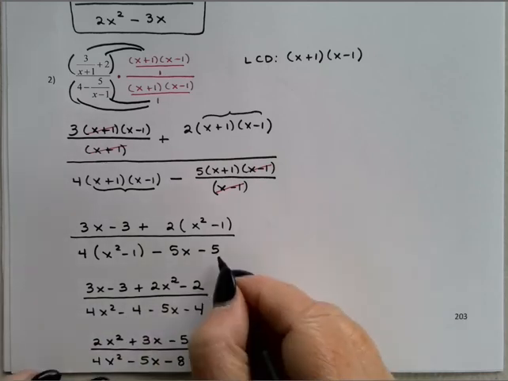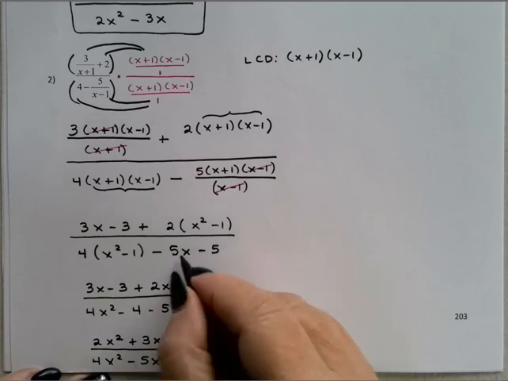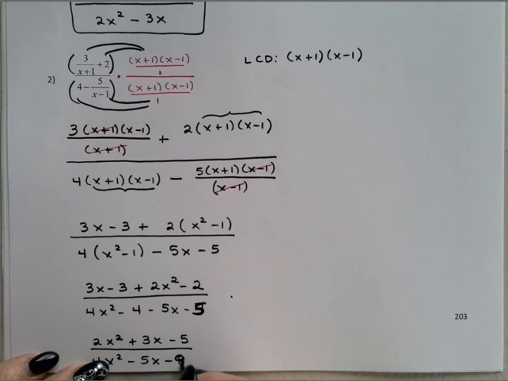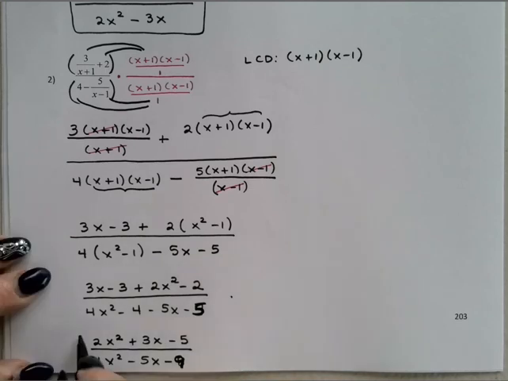Oh, whoops. How did I manage to miscopy that? That was 5x minus 5, wasn't it? So that should actually be a 9 there.